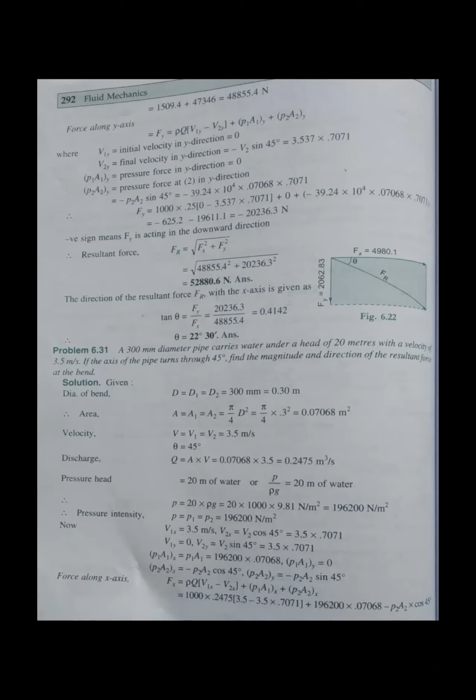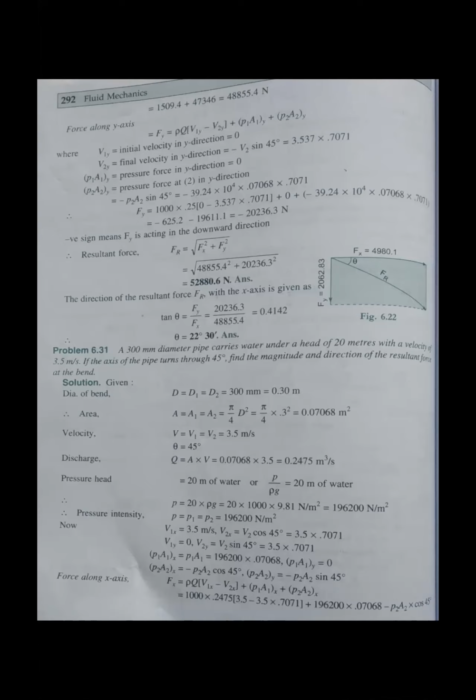So P2A2 in the y direction is minus P2A2, either cos part or sin part, you can write. It is negative because it will be acting in the negative y direction. But see how the equation is written. The generalized equation is written as P1A1 plus P2A2 in the y direction. But when substituted, it has become negative, that is minus P2A2 sin part.